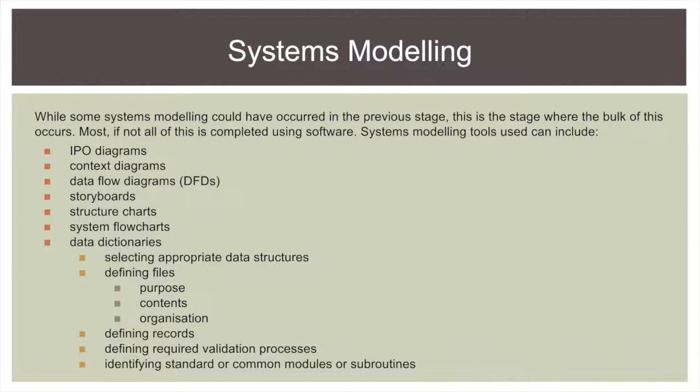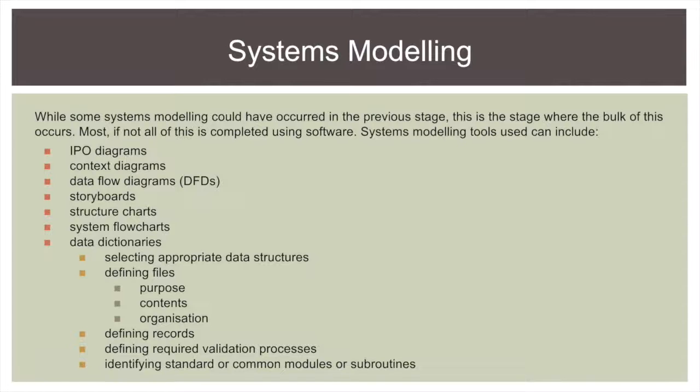Systems modeling. While some systems modeling could have occurred in the previous stage, this is where most of it occurs. Most, if not all of this, is completed using software. Systems modeling tools can include IPO charts, context diagrams, data flow diagrams, storyboards, structure charts, system flow charts, and data dictionaries.